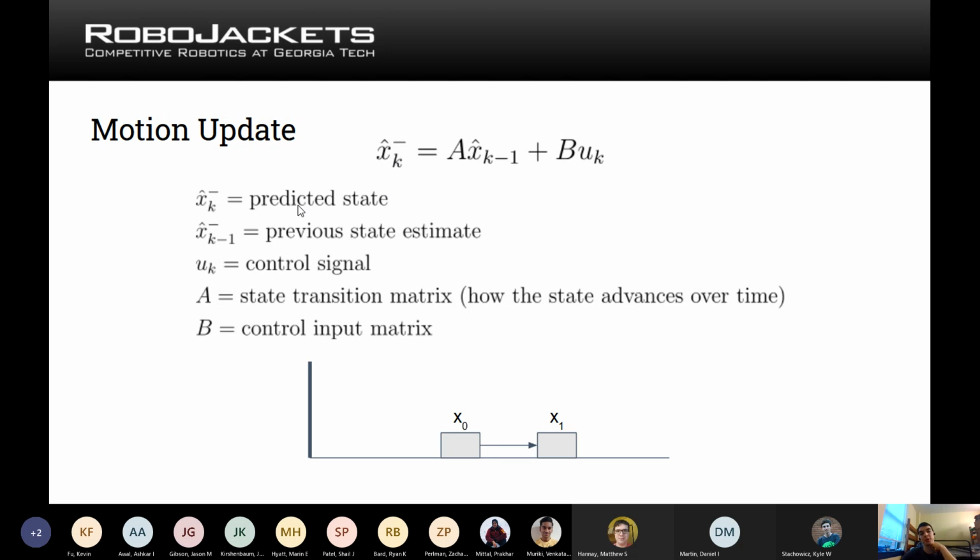So here what we're doing is essentially finding the predicted state based on our previous state, how we think the model moves, and any control signals we're putting in. And as you can see, they're basically multiplied, and A and B, where A is the state transition matrix, which just tells us how we advance over time, and B is a control input matrix. These two matrices essentially define how our model works. Usually these are pretty constant, although you'll see that delta t, which is the time step, often shows up in both of these.